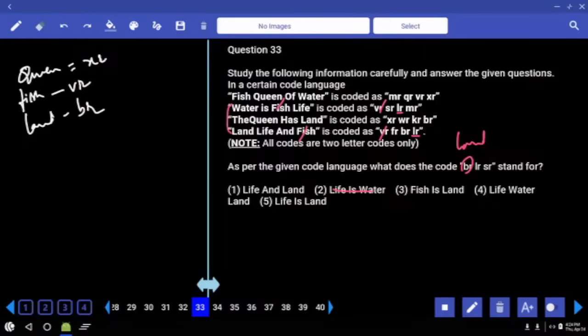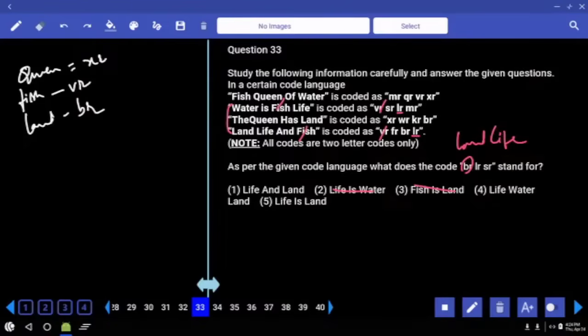2 and 4. Apart from fish, what else is common in these two? Life is common. Hence LR is the code for life. Then we are left with SR. Land and life must be there. And it can't be life. Land and life. Then what else is left over here? Then we need to have SR.